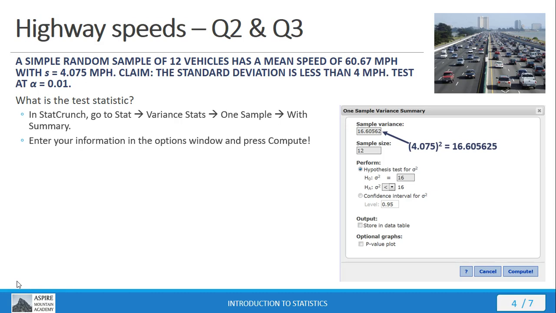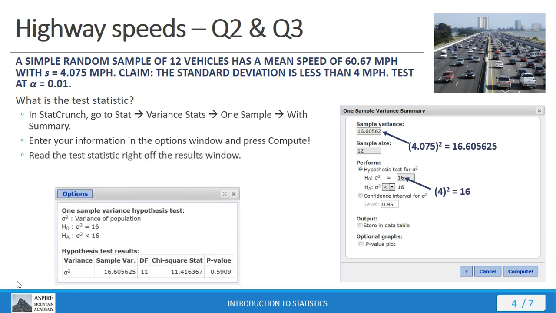Again, don't get confused. Sample size is not degrees of freedom, so you want the full sample size of 12. And then the claimed value for our hypothesis test, remember you have to square that. So our claimed value is 4. We square that to get 16, and that's what goes into the field there in StatCrunch. Once we've got everything in line, we press compute, and out comes this lovely little results window. We don't have to make any adjustments to any of the numbers, we just take them and run. The test statistic is, as always, the second to last value in the table. The p-value, as always, is the last value in the table.